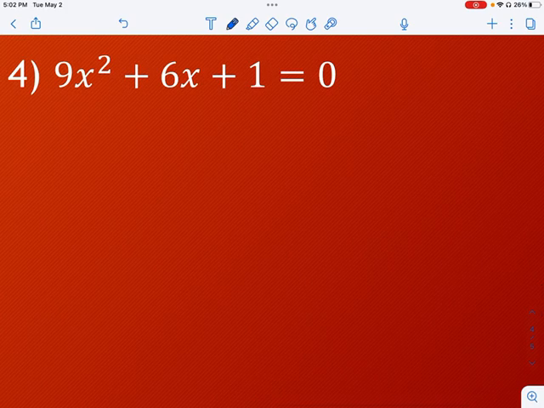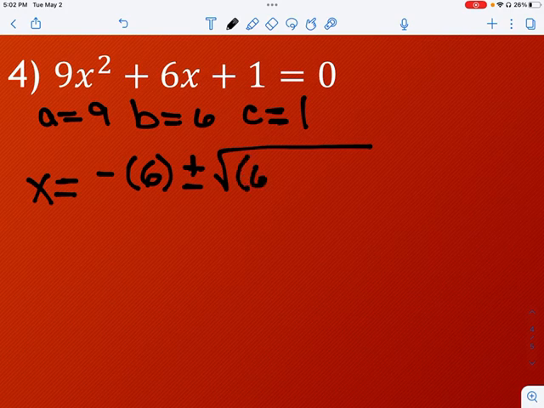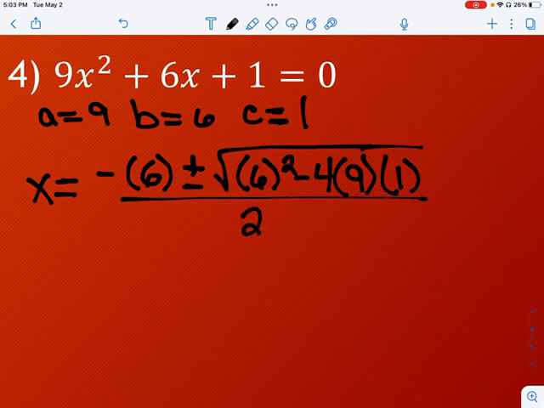Okay, let's try here, number 4. So we start off, we have an A at 9, we have B is at 6, C would be 1. So now we take that, we plug it in. So x equals negative of b plus or minus the square root of b squared minus 4 times a times c, all over 2 times a. So we start to work this out. Negative 6 plus or minus.